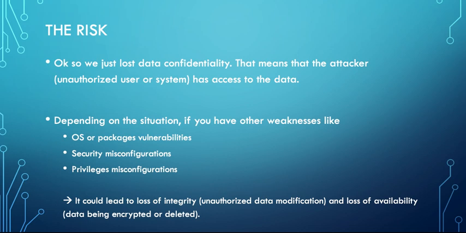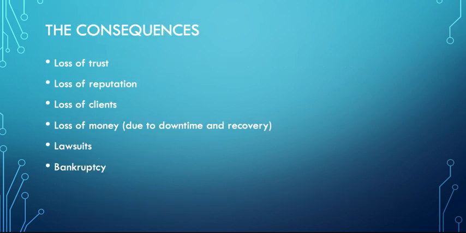So what is the risk? So we are going to lose data confidentiality because of an attack. So that means that the attacker, an unauthorized user or system, but also there's always a user behind a system, they have access to the data. So depending on the situation, if you have other weaknesses like operating system or packages vulnerabilities, some security misconfigurations or privileges misconfigurations, it could also lead to loss of integrity, so unauthorized data modification, and loss of availability, like data being encrypted or deleted.